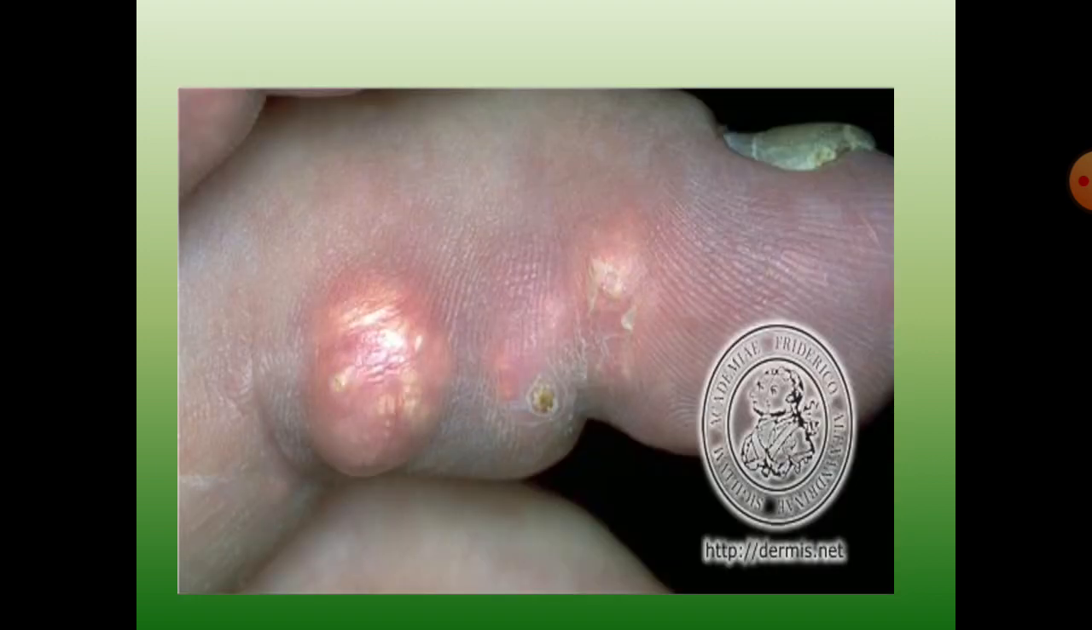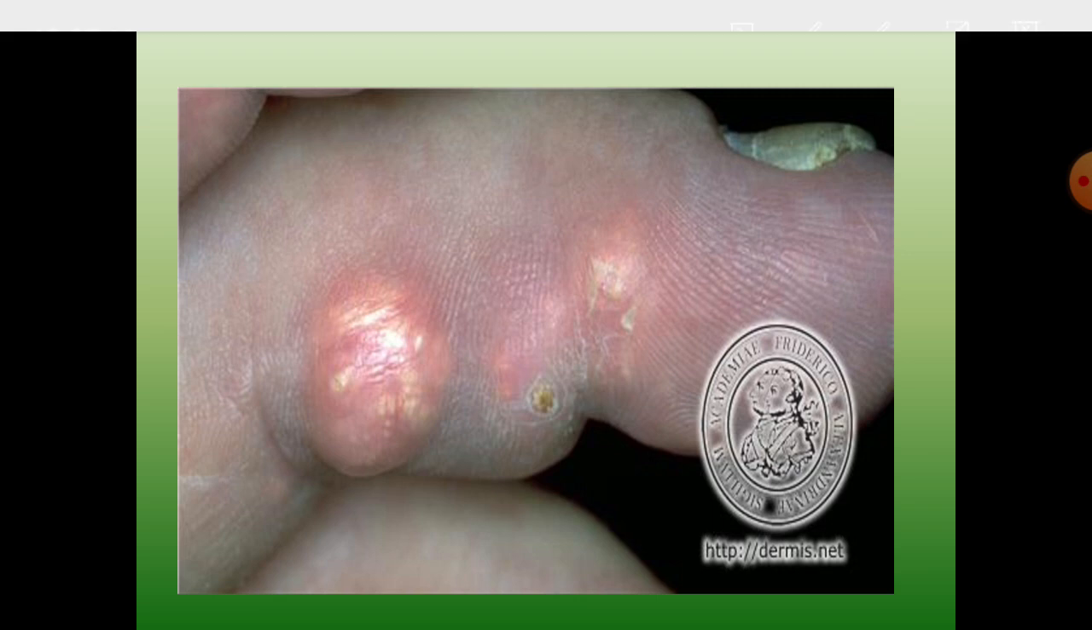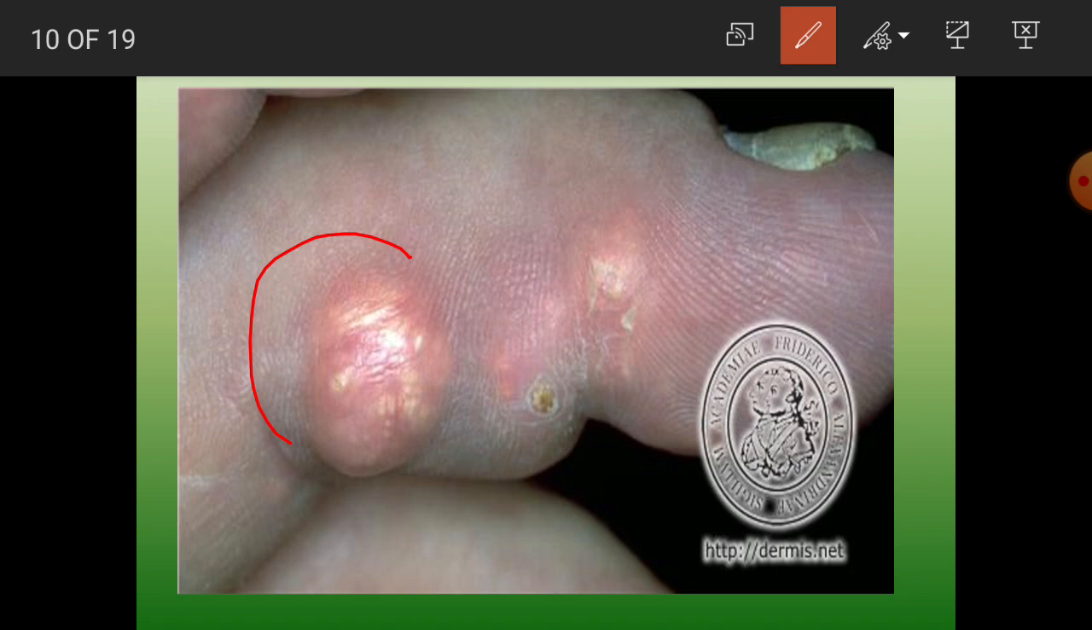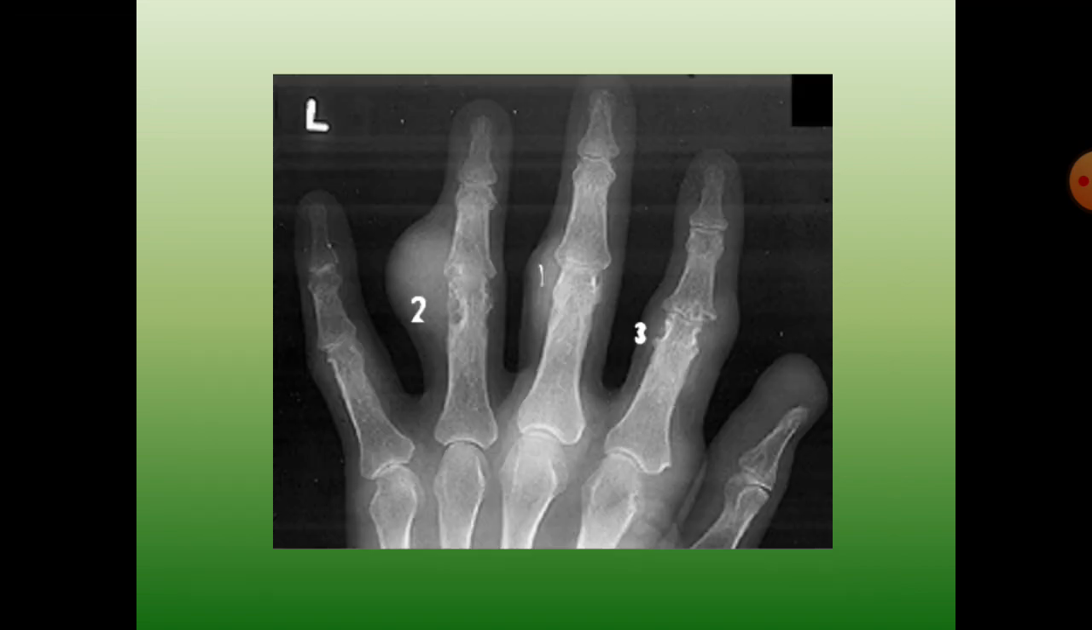So this is a typical tophi deposition. The name is tophus, and in the plural it is tophi. These rounded depositions, the bodies, are known as tophi. The right one, grade 2, is affected here. Here also in the joints, in the interphalangeal joints, they are seen.